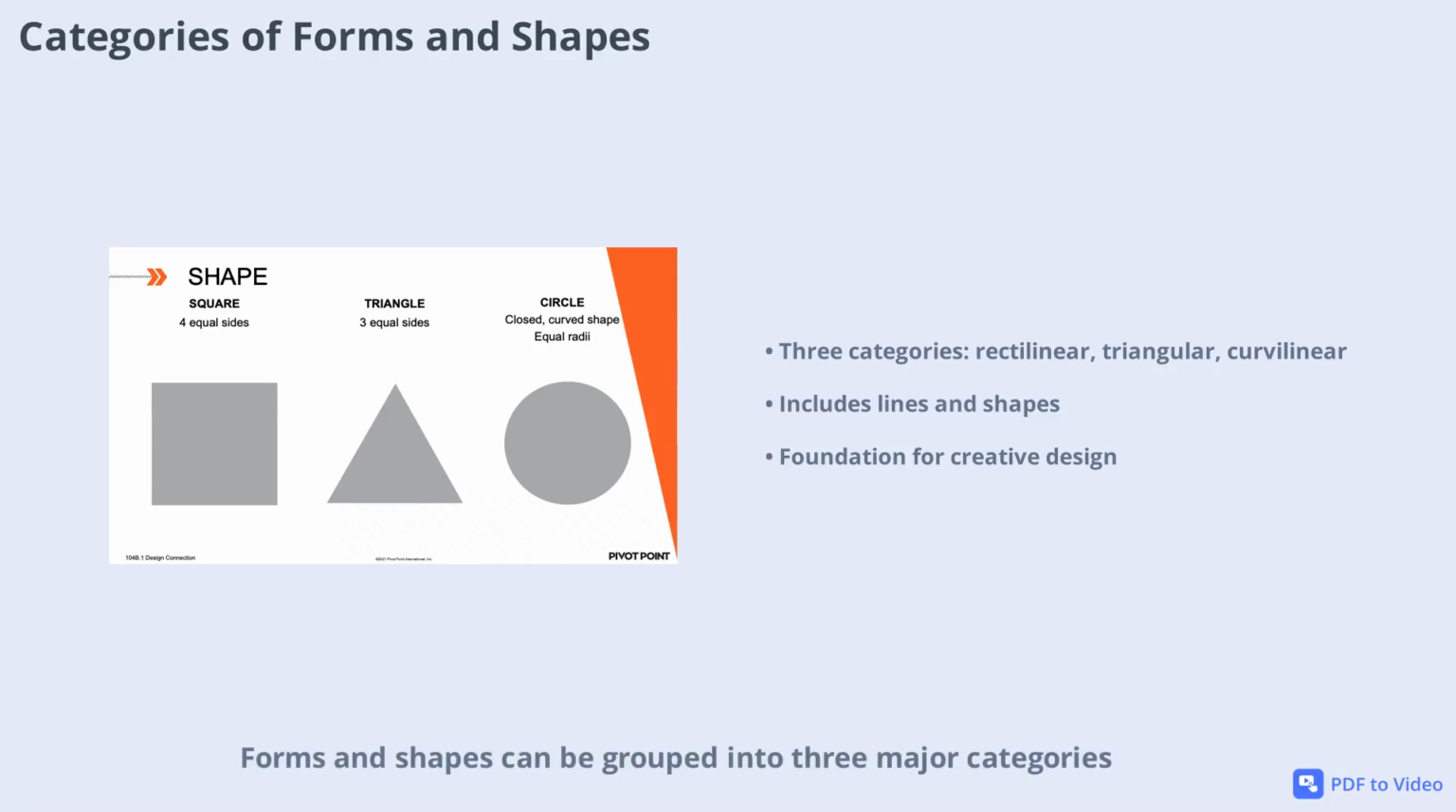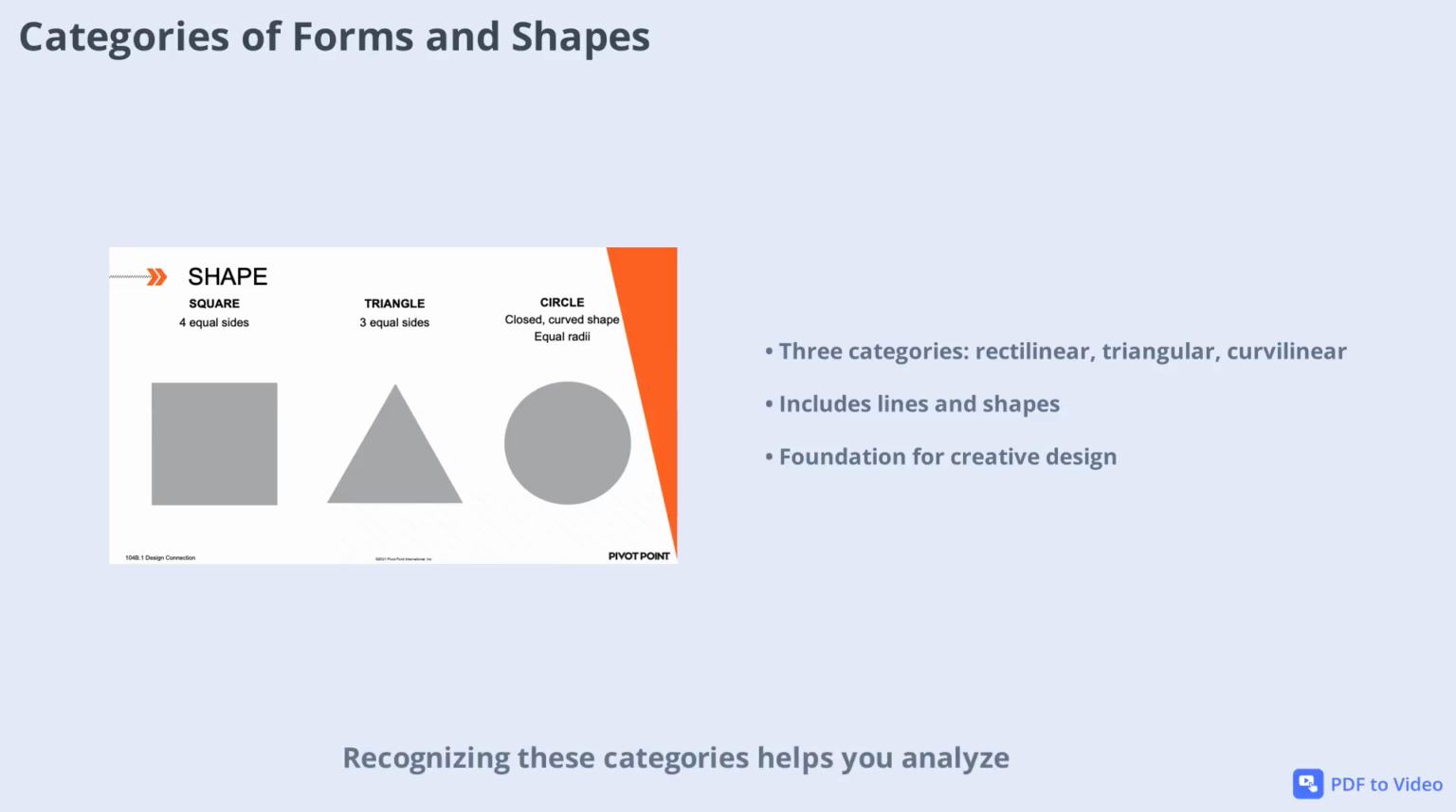Forms and shapes can be grouped into 3 major categories: rectilinear, triangular, and curvilinear. Rectilinear forms include squares and rectangles, with lines that are horizontal or vertical. Triangular forms feature triangles, diamonds, and diagonal lines. Curvilinear forms are made up of circles, ovals, and curved lines.